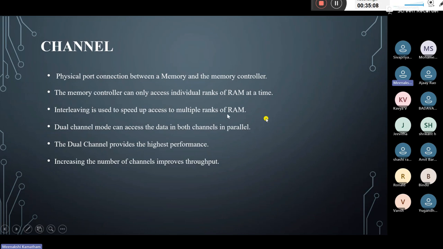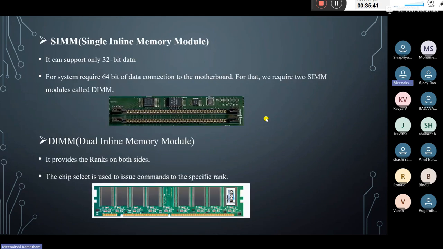We are having multiple ranks: dual rank, quad rank, octa rank also, and we need to have dual channels also for selection of RAM 1 and selection of RAM 2, so parallel things should occur. Both channels we need to select in parallel, and dual channel provides the highest performance also. By the way, improving our channels gives more throughput and makes our data transfer fast. And coming to the DIMMs, DIMM is nothing but the dual inline memory module.